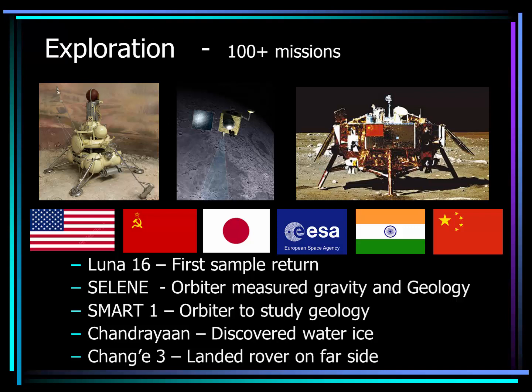SMART 1 was sent by the European Space Agency and was an orbiter designed to study the geology of the Moon. Chandrayaan, sent by India, discovered water ice near the poles of the Moon. The Chang'e missions were sent by the country of China. Chang'e 3 included a small rover, and it landed on the far side of the Moon. The rover drove around and performed experiments for over 40 days.